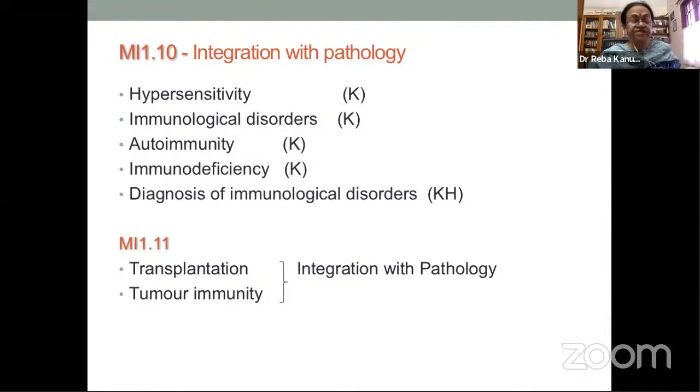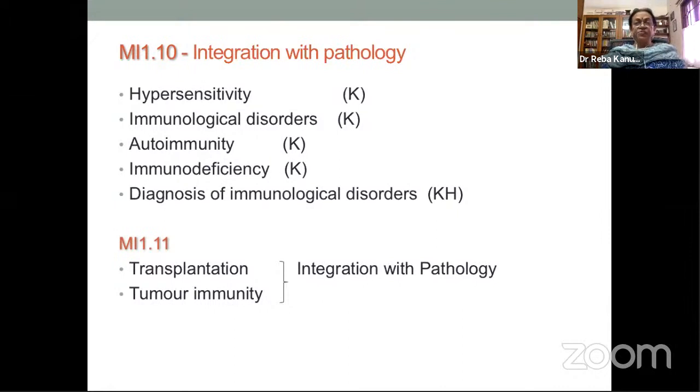Then finally, we have the transplantation and tumor immunity, which is entirely knowledge-based and requires integration and interaction with pathology. So these are some of the very basic first part of the core subjects of microbiology. And this is how we need to integrate, we need to move forward, we need to comprehensively combine the objectives which we had been differentiating earlier on and make them into a comprehensive group, a comprehensive basic microbiology and immunology, which the students should be taught.